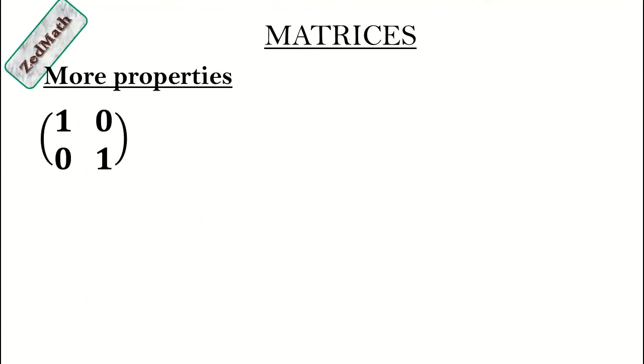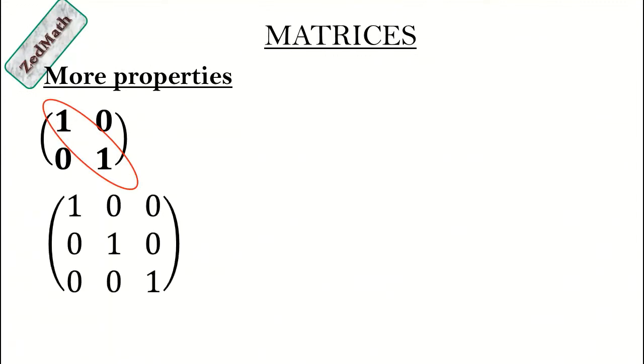Let's say we have this matrix. We can see that the leading diagonal is 1s and the rest are 0s. Therefore, this is an identity matrix. Given this one, we can also see that the leading diagonal contains only 1s and the rest are 0s. So this is an identity matrix.